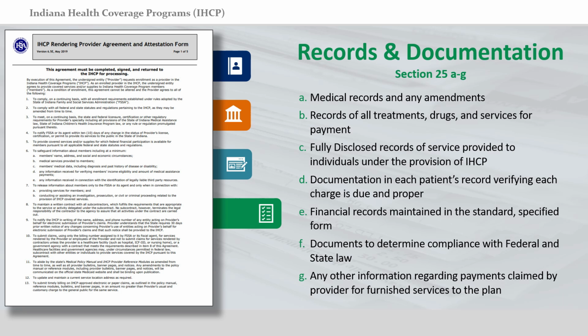Documentation in each patient's record enables the FSSA or its agent to verify that each charge is due and proper. All other records found necessary by the FSSA or its agent in determining compliance with any federal or state law, rule, or regulation communicated by the United States Department of Health and Human Services or by the FSSA, and any other information regarding payments claimed by the provider for furnishing services to the plan. Now that we have reviewed the Rendering Provider Agreement, you may be asking, what can I do as a rendering provider to ensure I'm following these requirements?